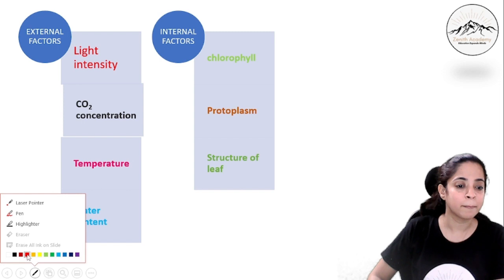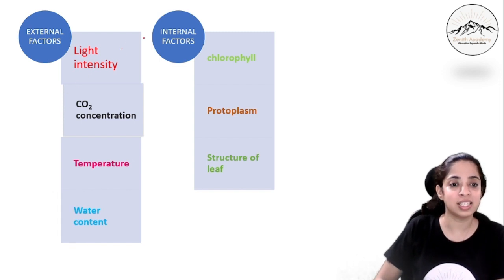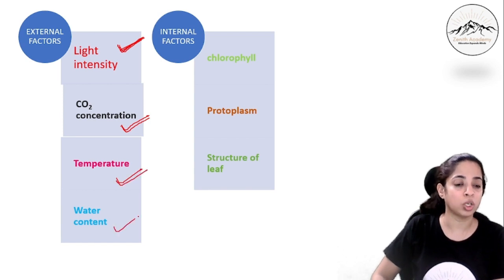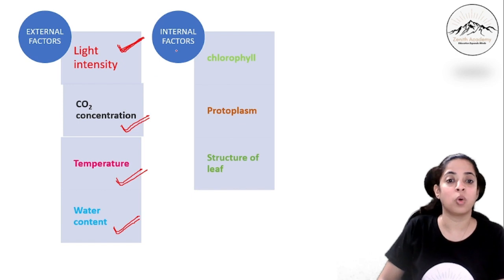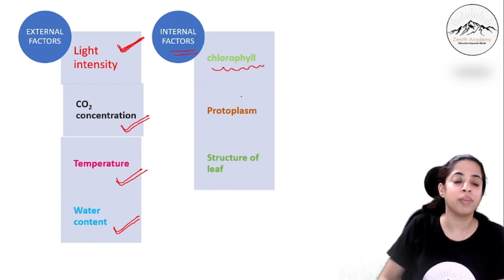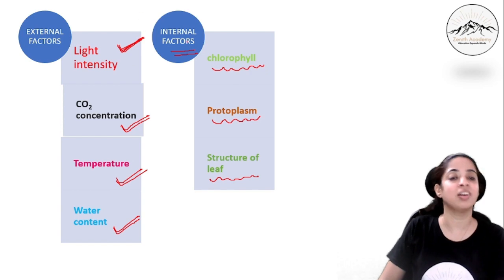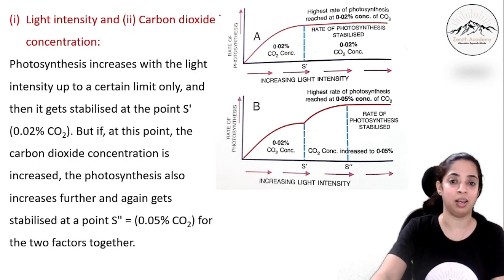Let's see. So light intensity is an external factor. It doesn't depend on the plant, right? Then we will talk about carbon dioxide concentration, temperature and water content. All these are external factors. Then what are the internal factors which depend on the plants? Chlorophyll, protoplasm and the structure of leaf. So let's talk about these external and internal factors in detail.